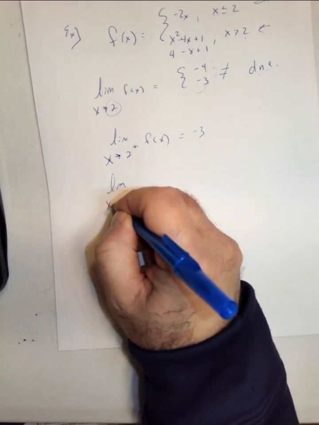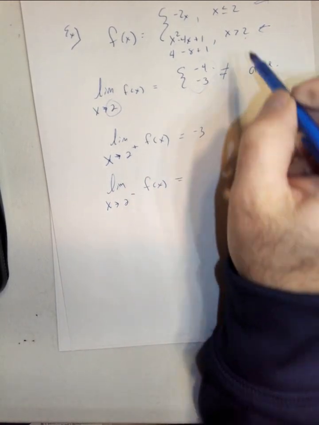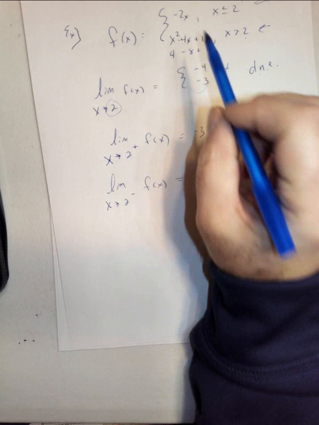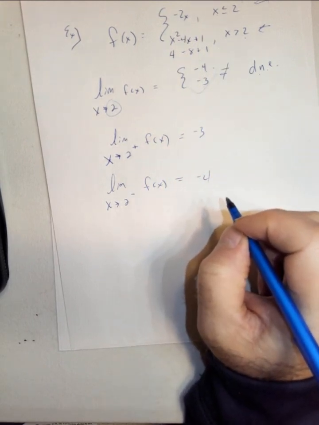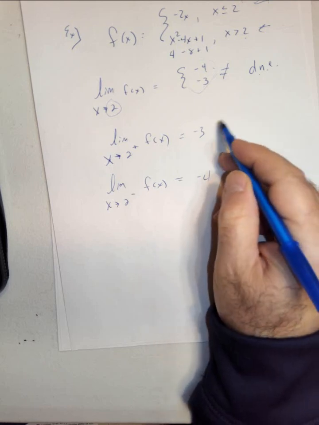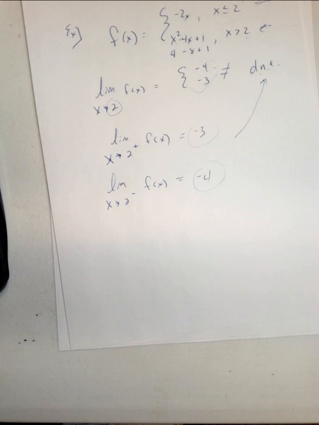The limit as x approaches 2 from the left, that would be using this top one, would be -4. So these are what we call one-sided limits. However, the overall limit does not exist because these are not the same. So hopefully that helps you.